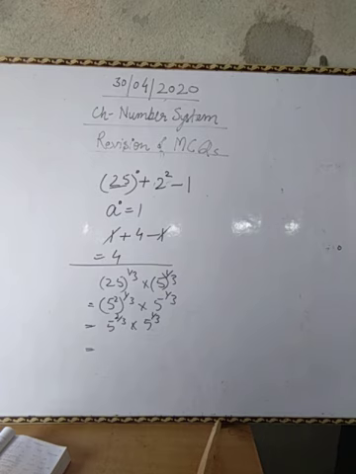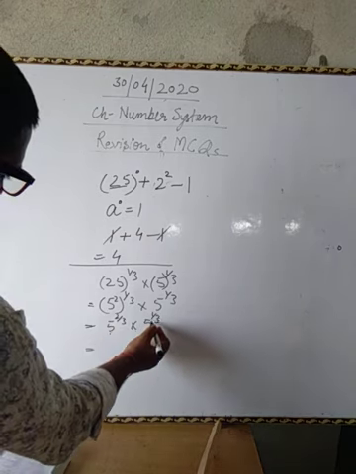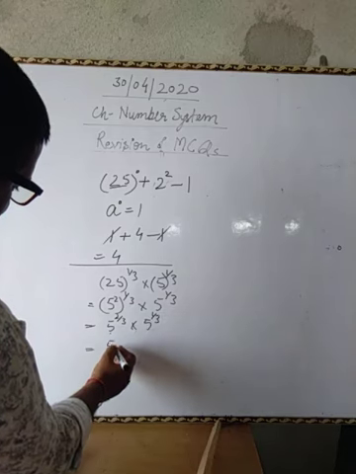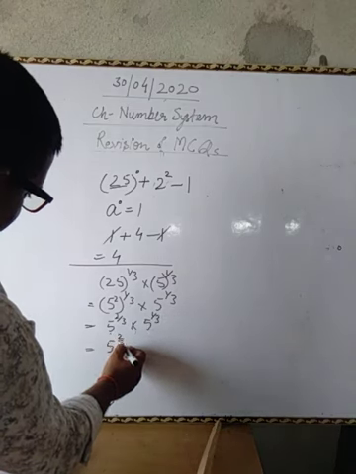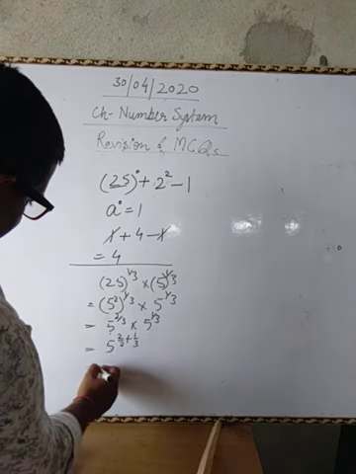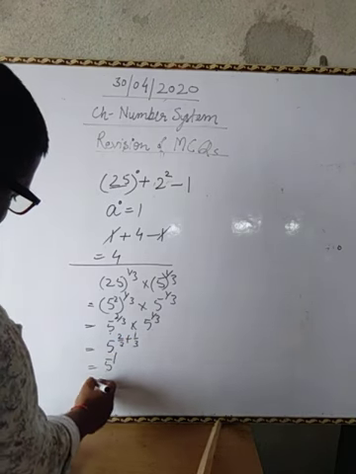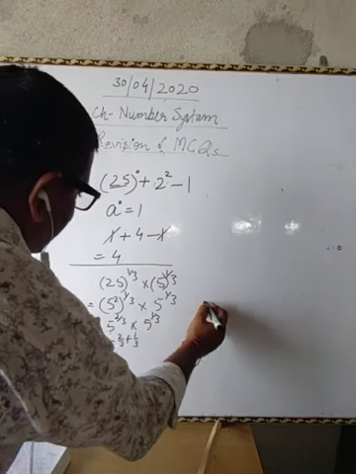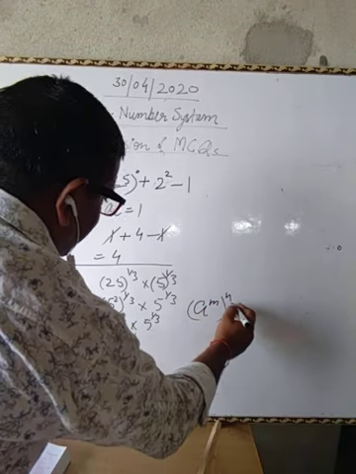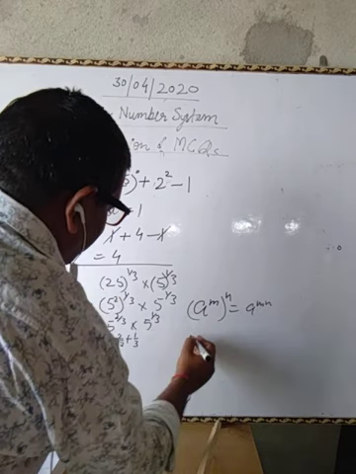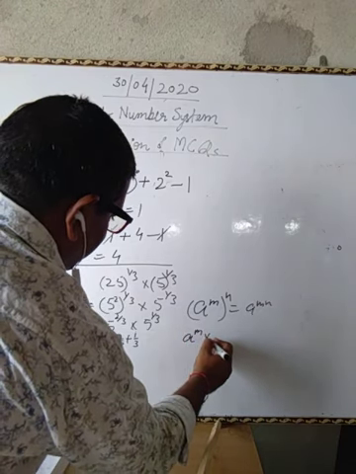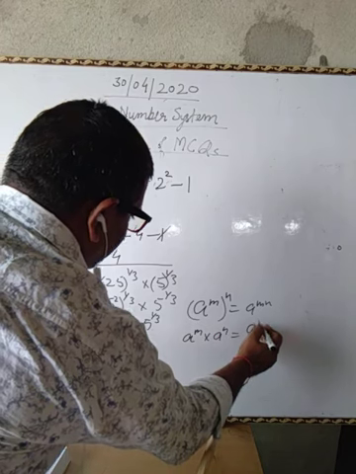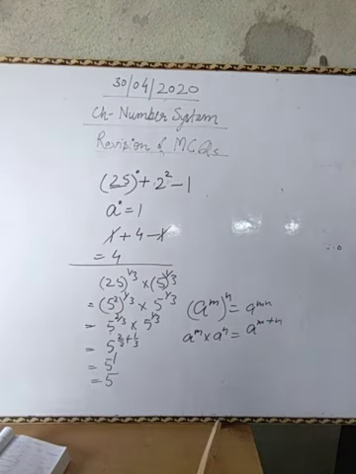and using the indices rule, the first one, other exponent rule, a to the power m into a to the power n equals a to the power m plus n. So you may write 2 upon 3 plus 1 upon 3, and this is 5 power 1, and as a final result you may write 5. Here we have used the two exponent rules. The first one was a power m to the power n equals a power mn, and the second one a power m into a power n equals a to the power m plus n.